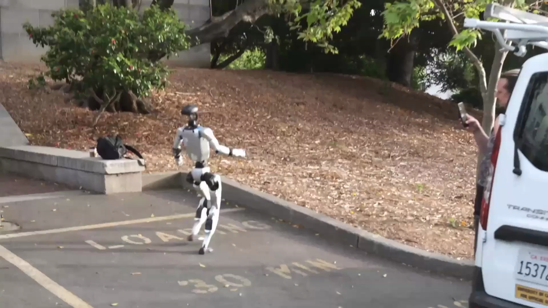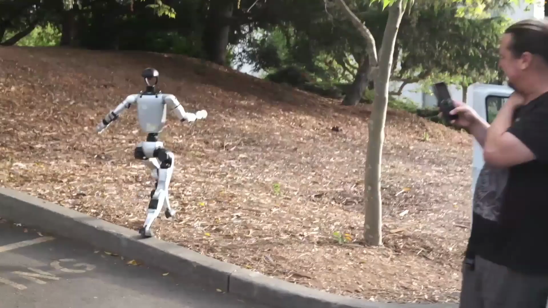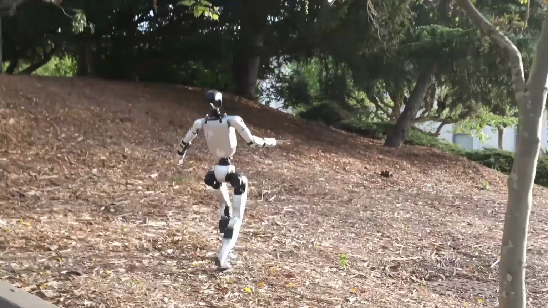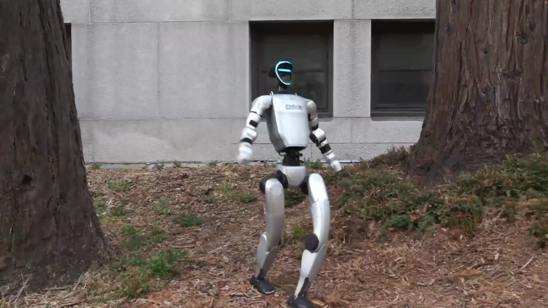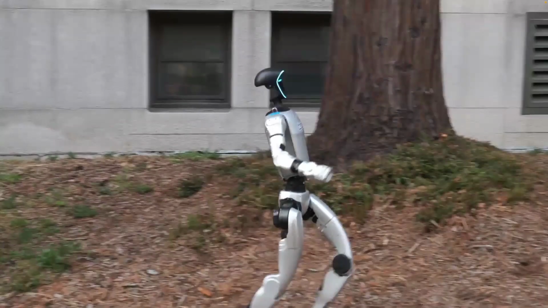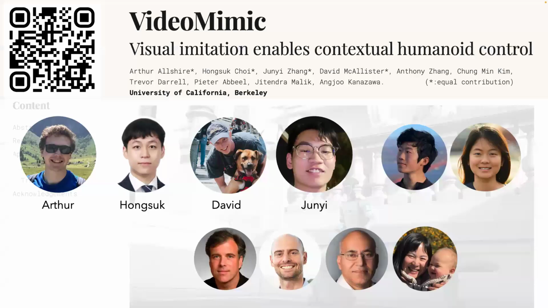Okay, so I think this is the first example of humanoids just walking around in terrains like this with staircases and walking up and down. And when we deployed this, I'll talk about this. This is really big work by Arthur, Hongsuk, David, and Jimmy, who are first authors, with Anthony and Changmin, and as professors, they really worked well together.